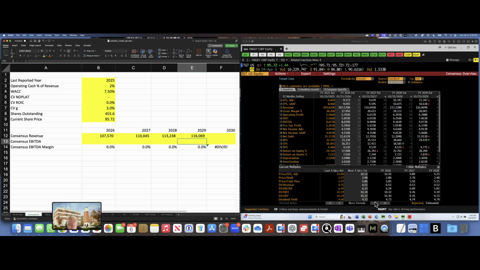And again, move over one column. For 2030 now is 119,492.